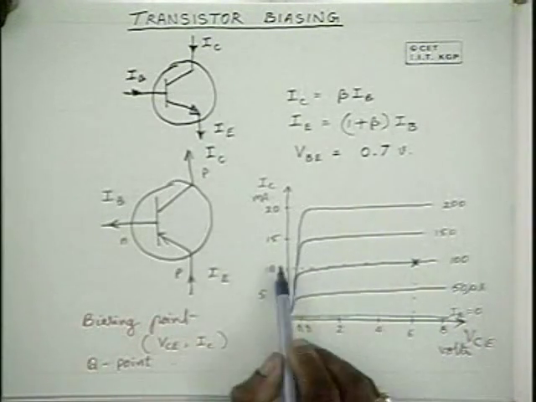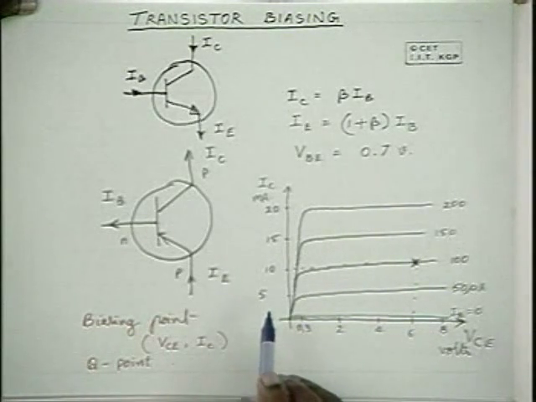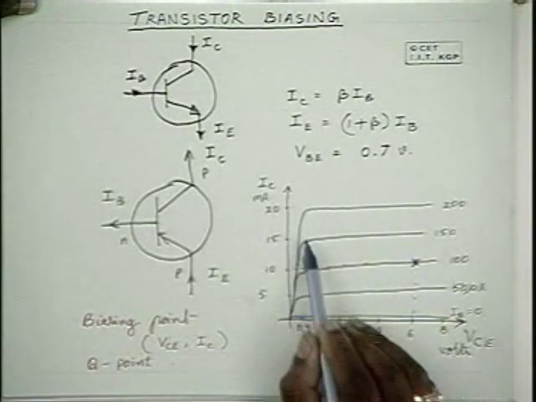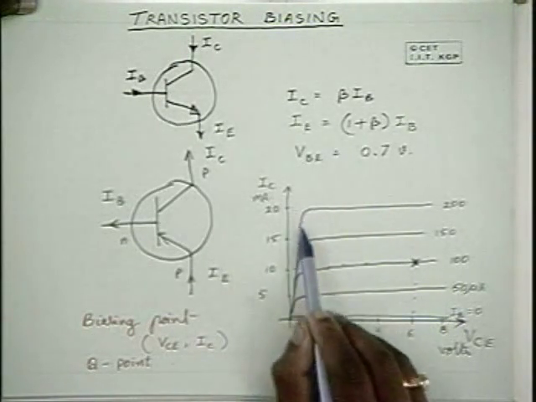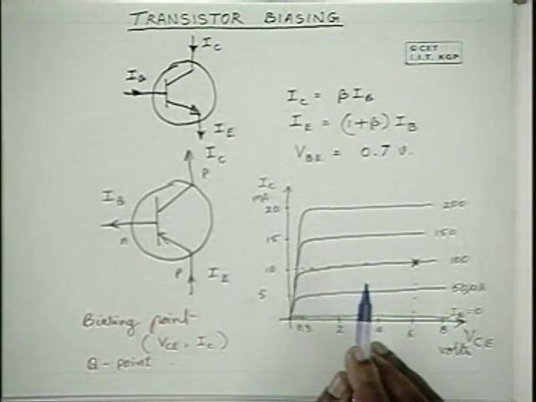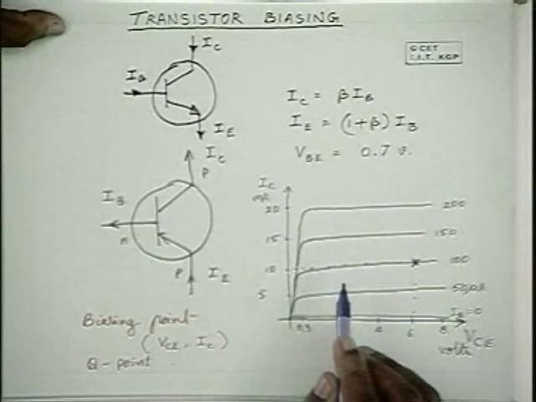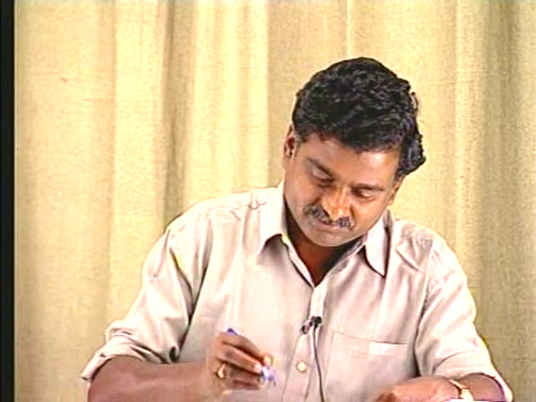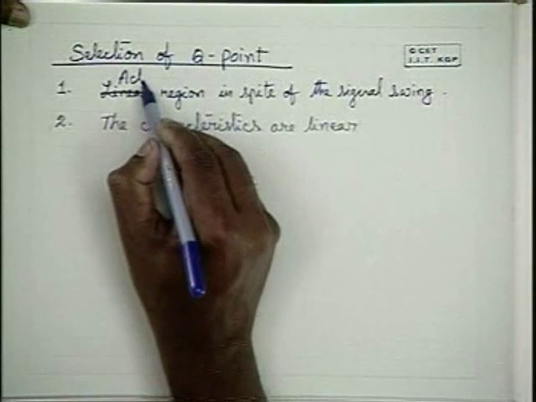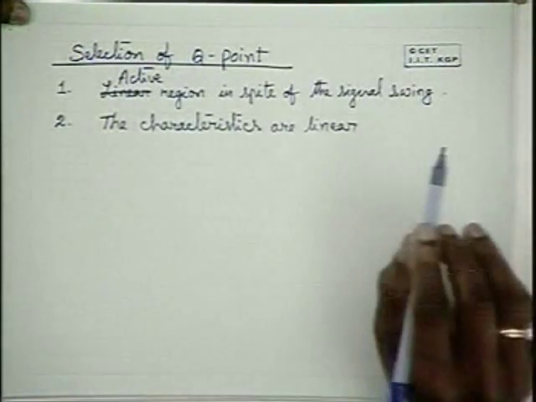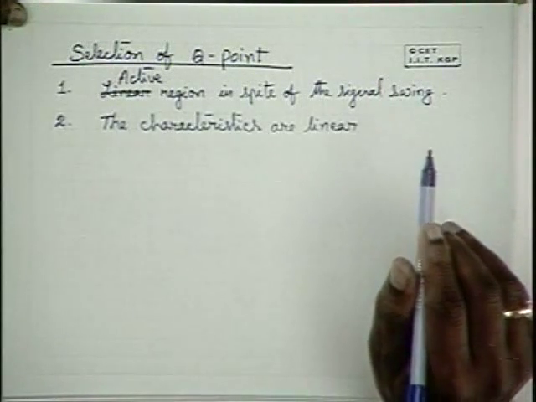Similarly, the transistor should not saturate. If the collector current increases, the transistor may go into saturation. The instantaneous operation may be somewhere in the saturation region. That also gives rise to distortion, about which you will learn later. So to see that the transistor operates in the active region, I won't call it the linear region, in spite of the signal swing, that is an important criterion.